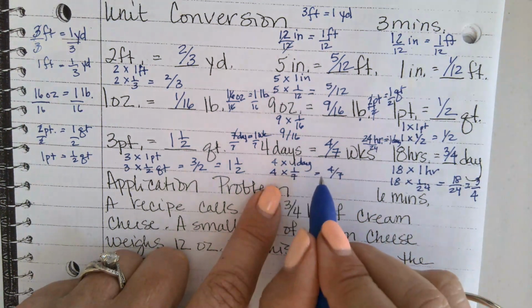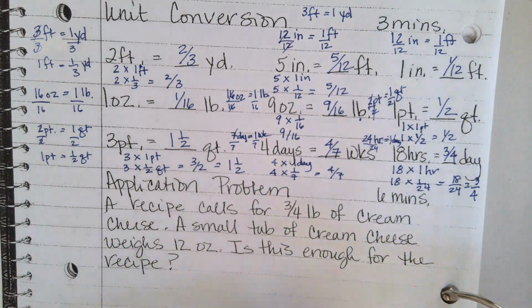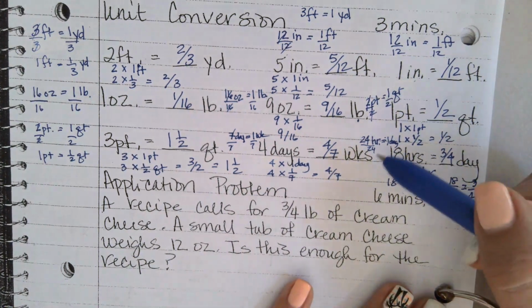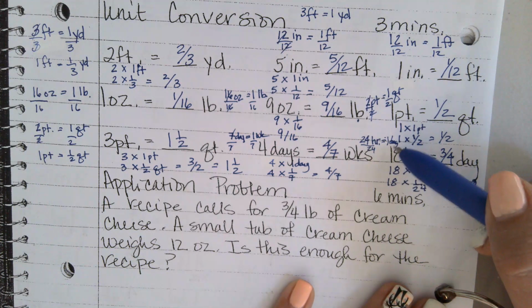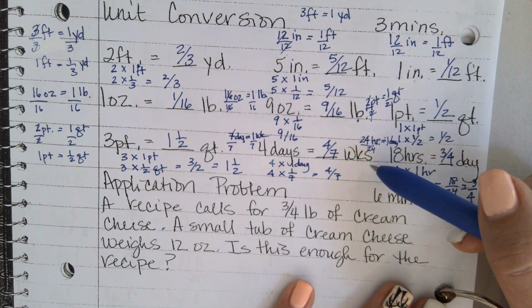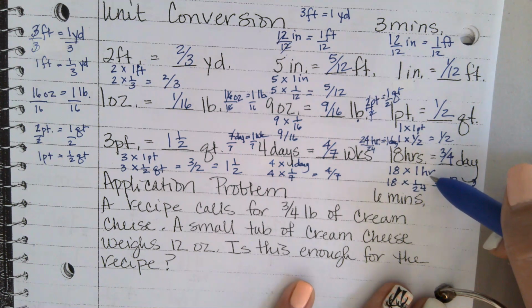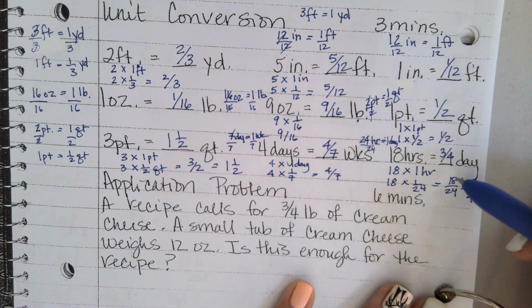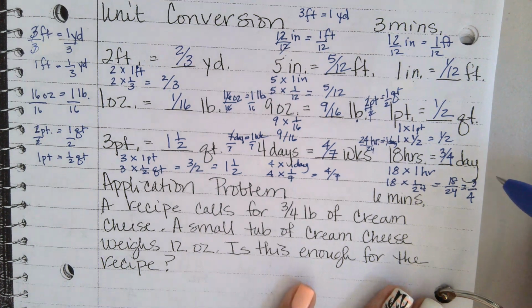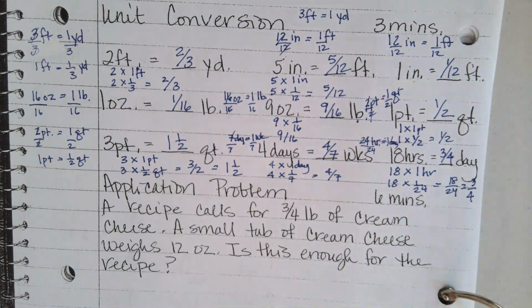Probably didn't need to do all that, but I wanted to be consistent and show you how I did that. So 24 hours in 1 day. So 1 hour is 1/24 of a day. So 18 copies of 1 hour is 18 times 1/24 is 18/24, which simplifies down to 3/4 of a day. Woo! Okay.